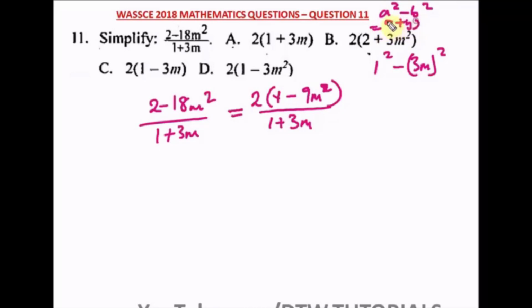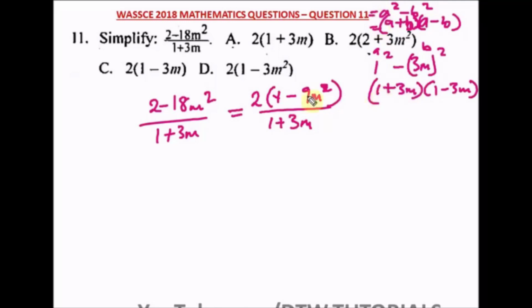A plus b bracket what? A minus b. All right, I hope you remember our factorization. So from here, this is a and this is what? B. Is that not it? So we have here 1 plus 3m brackets 1 minus what? 3m. All right, if we take this following this formula.